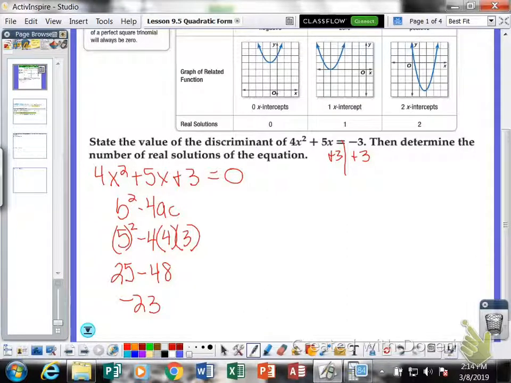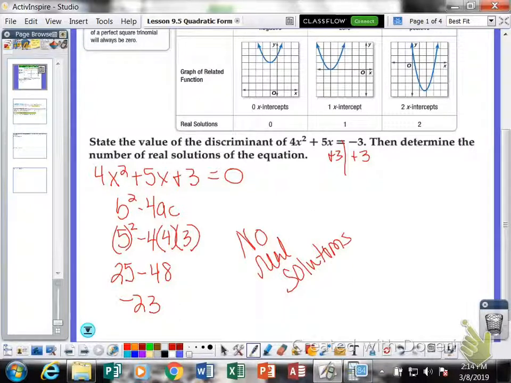So negative 23 falls under the 0 x-intercepts, meaning because it's less than 0, it's a negative number, we would say no real solutions for that answer. So state the value of the discriminant: the value of the discriminant is negative 23. Then determine the number of real solutions of the equation: there are no real solutions for that equation. So that's all you're doing with the discriminant.